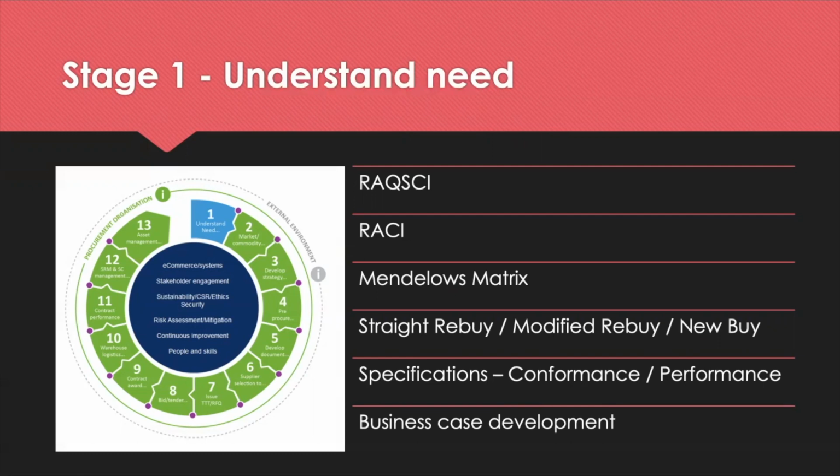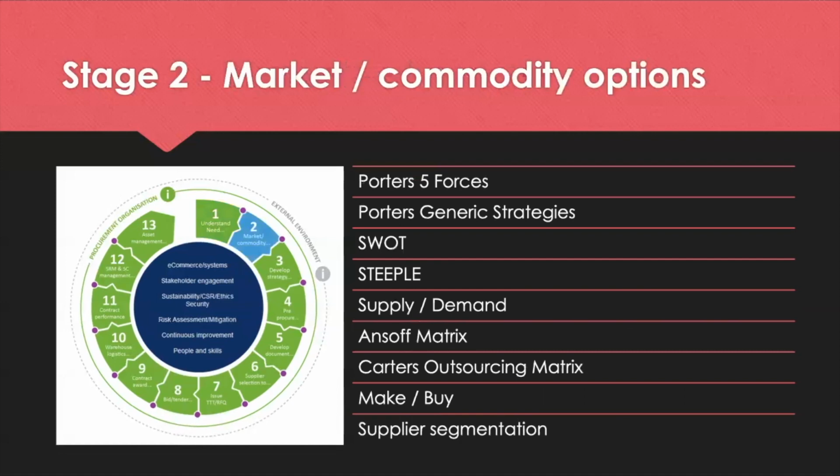But also at stage 1, in terms of understanding the need, you need to know whether or not you're buying something that you've bought before. Is that a straight rebuy? Is it a modified rebuy or a new buy? Because that will dictate which of the following steps you then skip, or if it's a completely new buy, you'd potentially look at all of those steps. And then very high level, whether or not while you're understanding that need, it should be specified as a conformance or a performance. So this will be the start of your business case development. Your business requirements documents will start to form from stage 1.